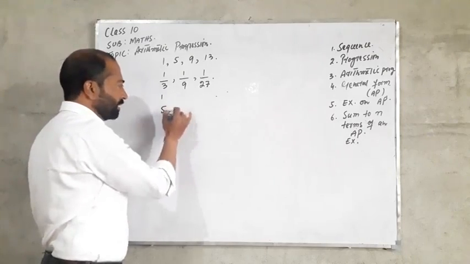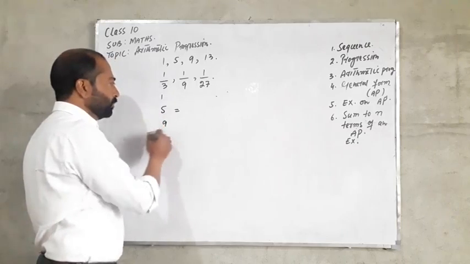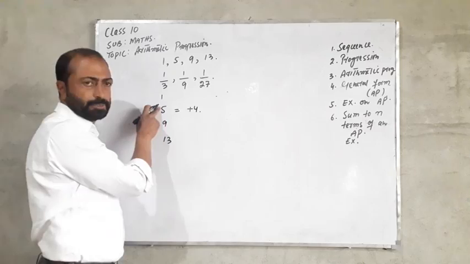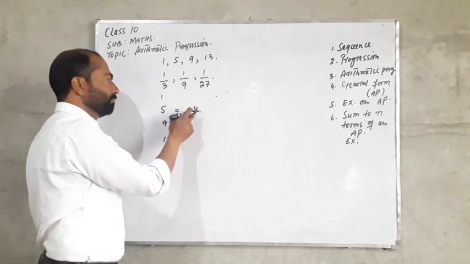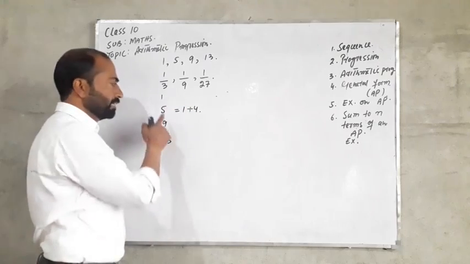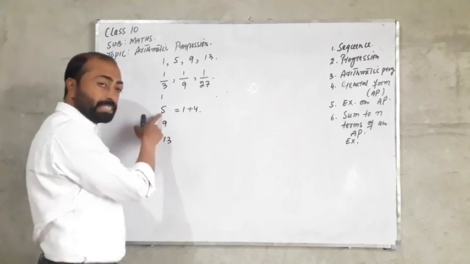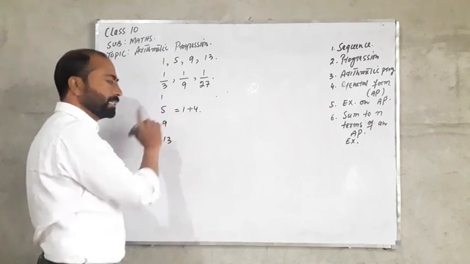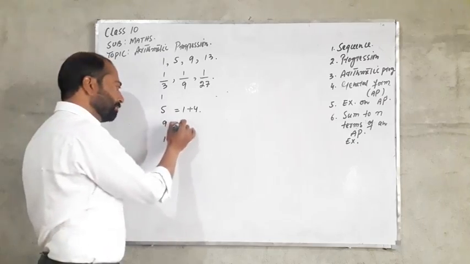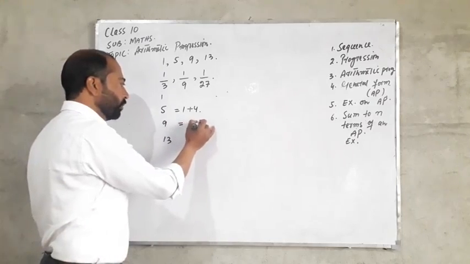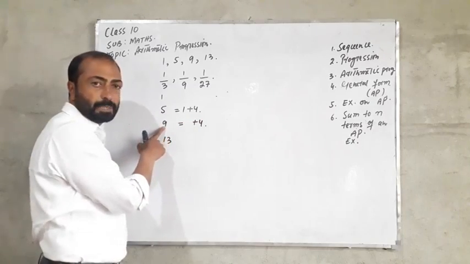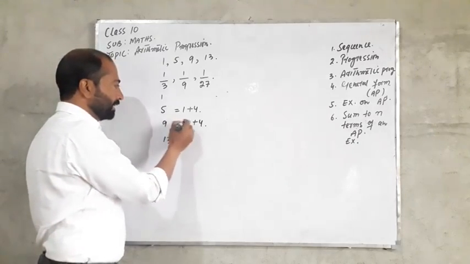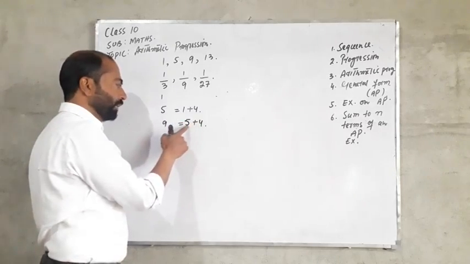Look here, I can get this 5 by adding 4 to the previous term of this 5. That means I will add 4 to this 1. Since the preceding term of this 5 is 1, I will add 4 to this 1 to get this 5. Following the same thing, we will add 4 to the preceding term of this 9, that means I am adding 4 to 5 to get this 9.